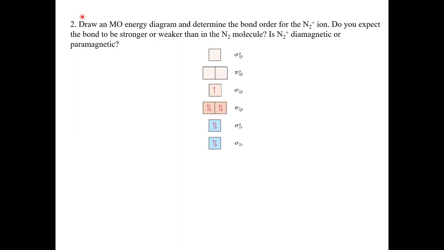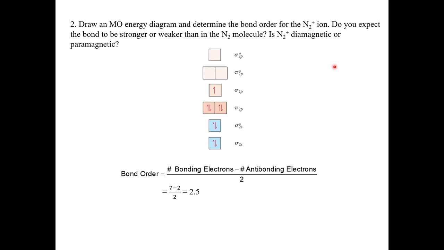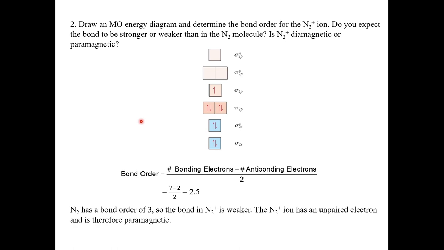Okay, so here's the diagram for N2 plus. We're working with 9 valence electrons now because of this plus sign. One valence electron was taken away from just regular N2. Here's our equation for bond order. So we have 7 electrons in the bonding orbitals: 2, 4, 6, 7, and then 2 electrons found in the antibonding orbital. So it's just these two. We do our math, and that is 2.5 for the bond order.